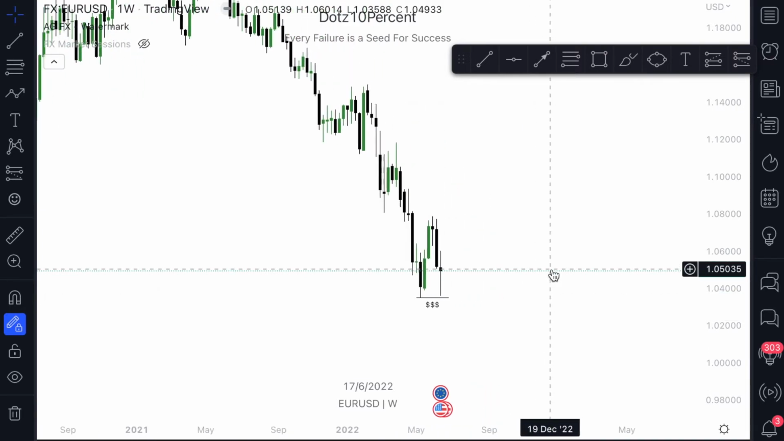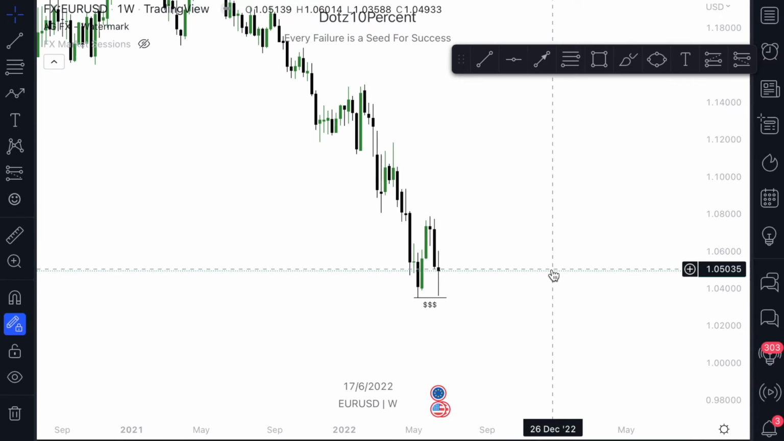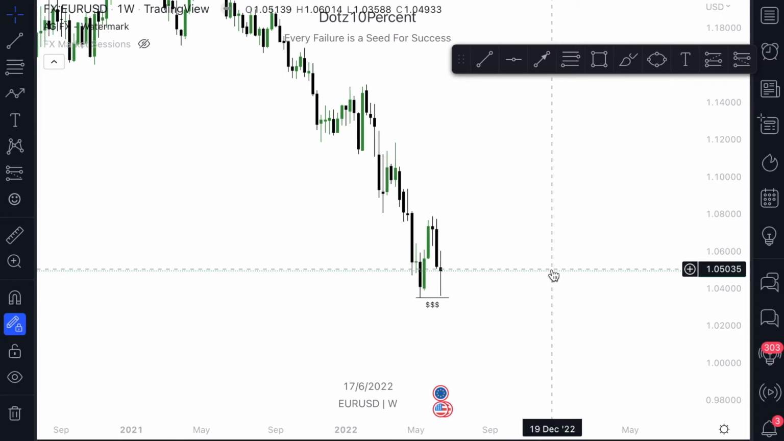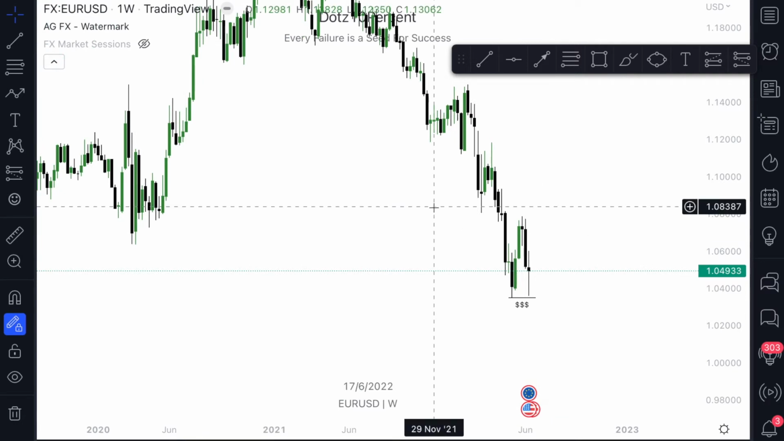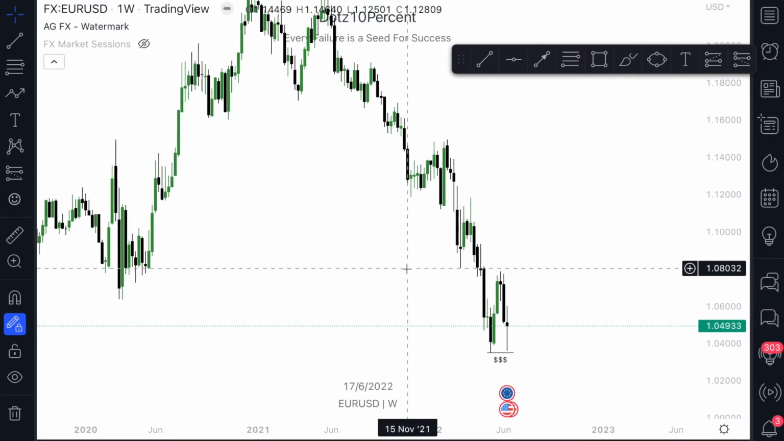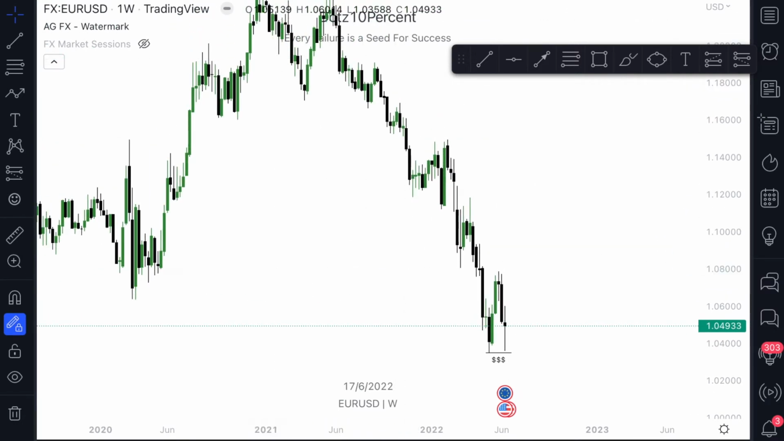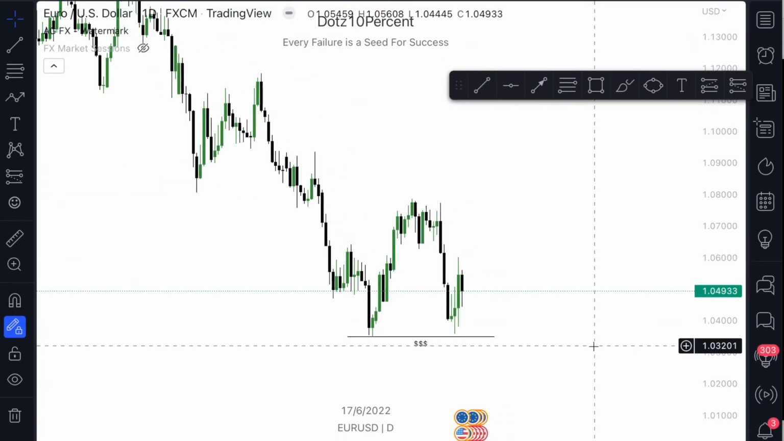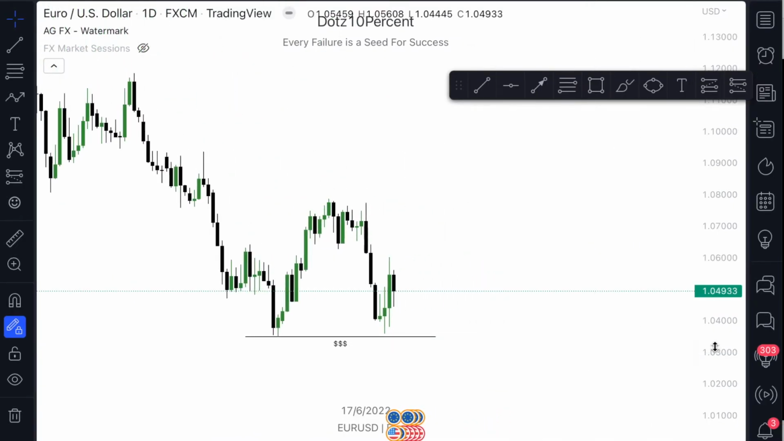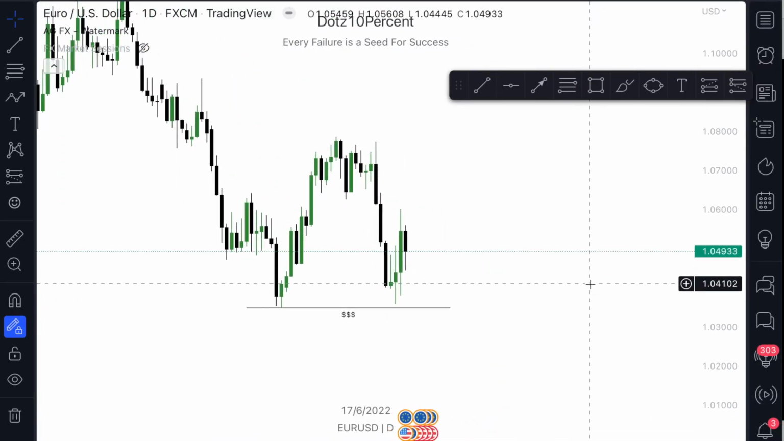Of course, this is a weekly chart, right? So we're not going to be trading the weekly chart, but we need it to understand the direction that price is headed in. So cool, we can come down to our daily chart now. On our daily chart, cool, we can frame it now.